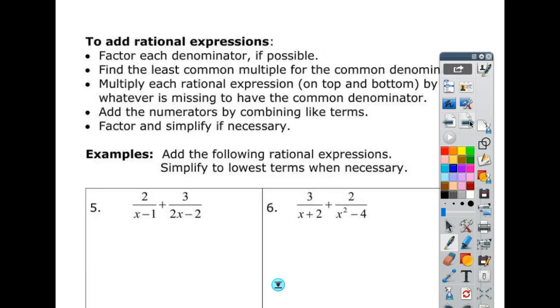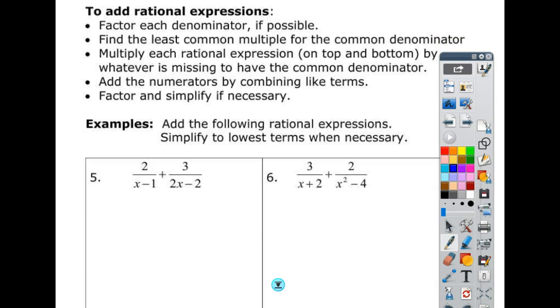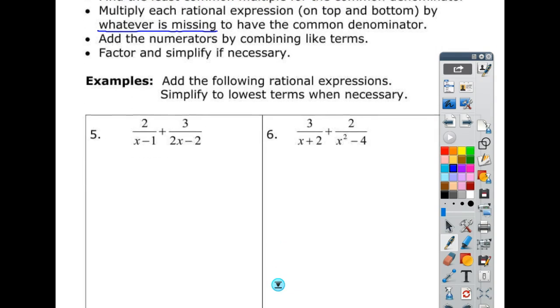Okay, so here we go. We're going to add some rational expressions, okay? You're going to multiply by whatever's missing, okay? And you'll understand that in just a minute. So the first step is to factor each denominator if possible. So we look at the denominators and we factor them, okay?